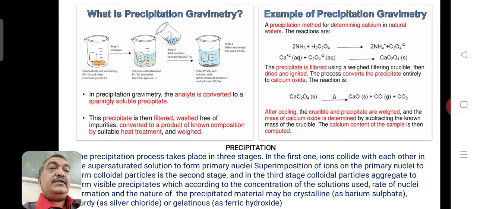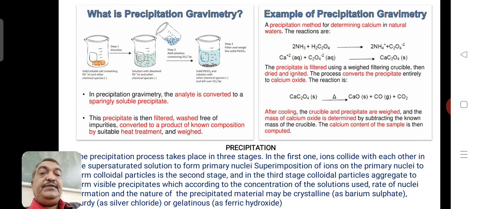In this example, the thing is very clear. Calcium 2+ ions are there in water. When they react with the oxalate anion, they get converted into a precipitate of calcium oxalate. Calcium oxalate is not that stable, therefore it is subjected to heating. On heating, it will be converted into calcium oxide, which is a more perfect substance having a definite composition of calcium and oxide. So this is another example pertaining to precipitation gravimetry.